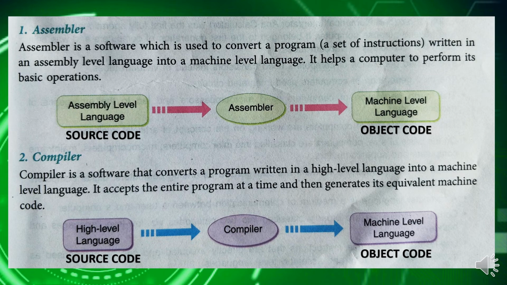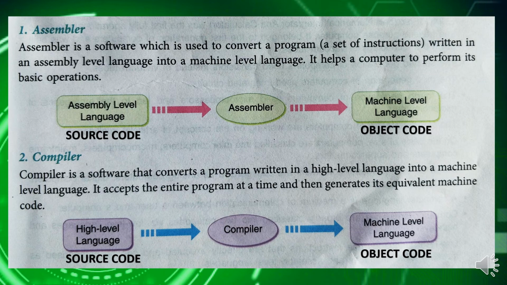Assembler is a software which is used to convert a program written in an assembly level language into a machine level language. It helps a computer to perform its basic operations. Now, dear students, the code which is written in assembly level language is in terms of mnemonics. When these mnemonic codes are sent to an assembler software, it converts our codes into machine level language which is understood by the computer processor.